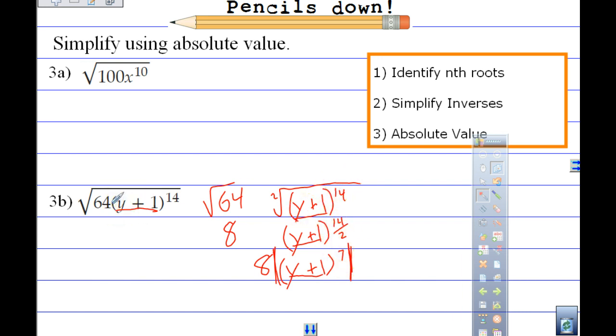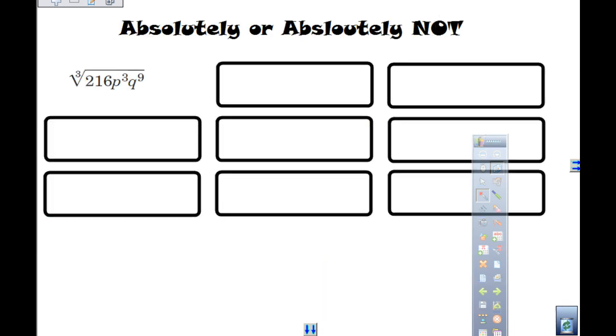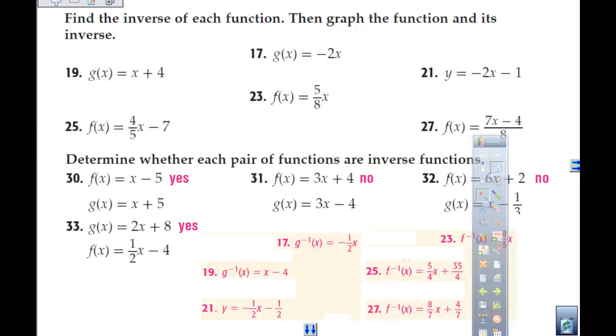Even if this was like y to the 3rd plus 1 to the 14th power, this would just be y to the 3rd plus 1 all the way. I'm not going to do 7 times 3 or anything fancy. Just keep it simple. So let's let you guys get going.